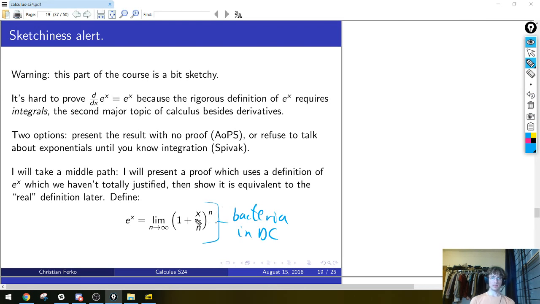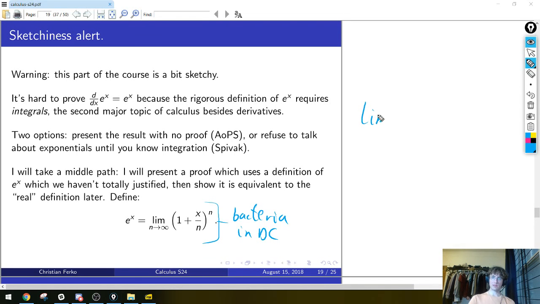This is, by the way, totally not kosher for many reasons. One, I haven't proven to you that this limit exists. I would need an epsilon-delta argument to show that this limit even makes any sense. And I can't do that with the tools we have so far.